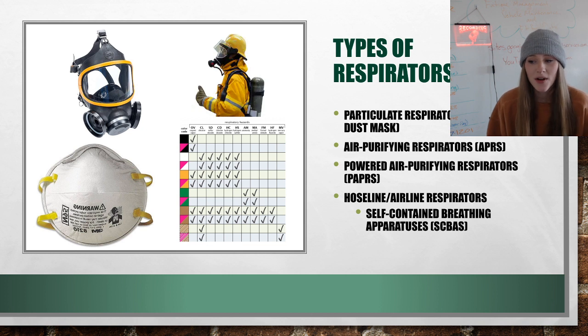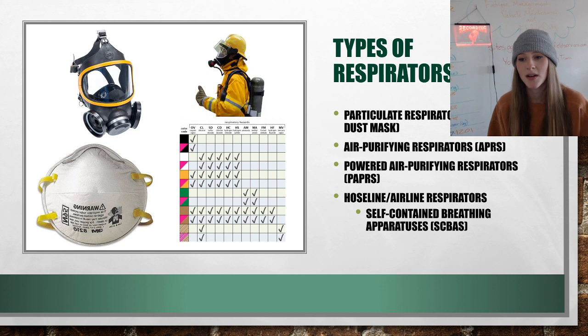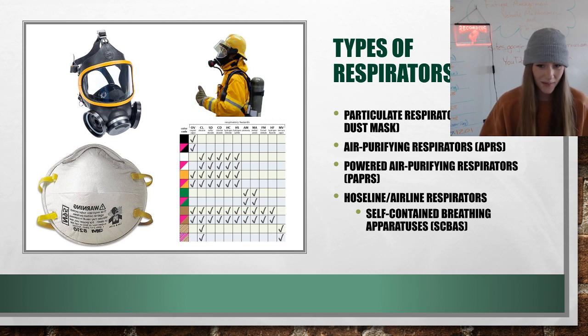PAPRs are powered air purifying respirators. They're the same as an air purifying respirator, an APR, that top left one, but they're easier to breathe through. They have to be fully charged to work though. They use those same cartridges as a regular APR does.